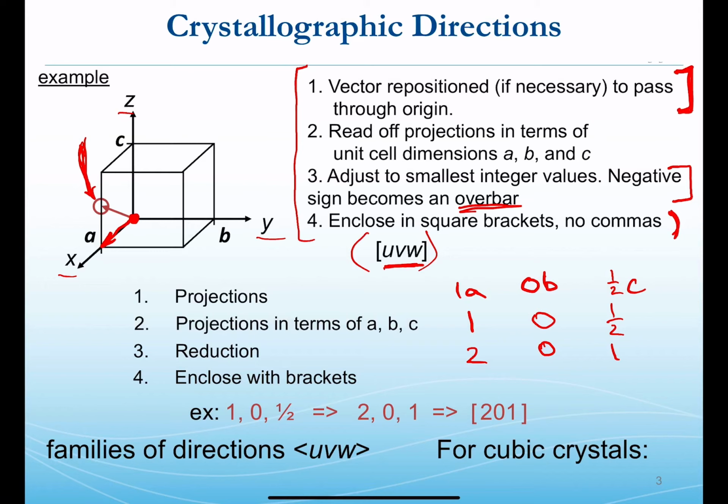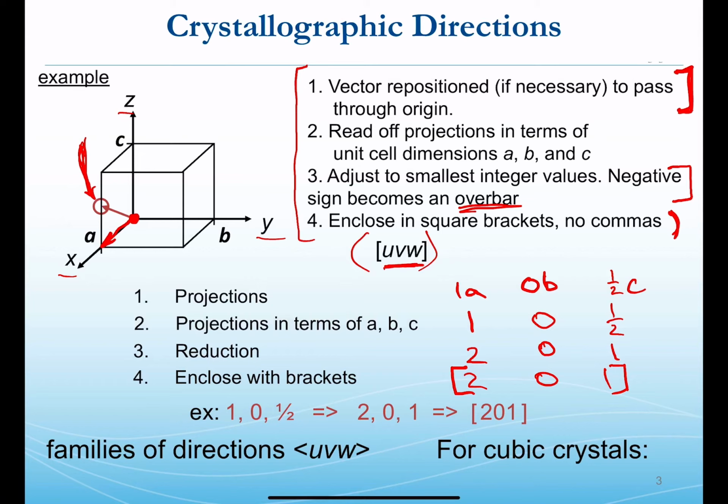And then the final step is to take that and put square brackets. A bracket by definition is a square bracket. We put brackets around that to finish off the exercise. So the vector in this example, that direction, is the 2, 0, 1 direction.